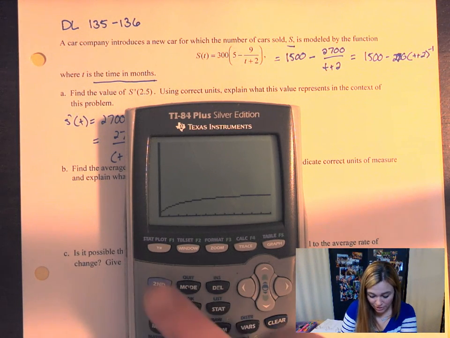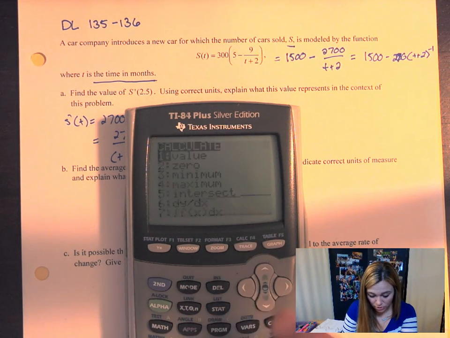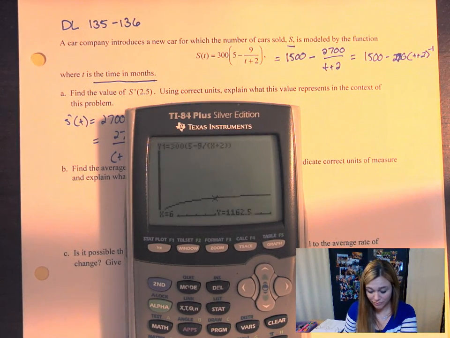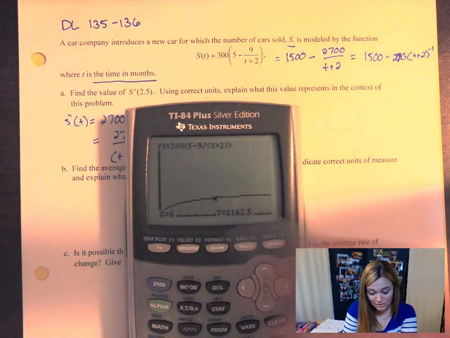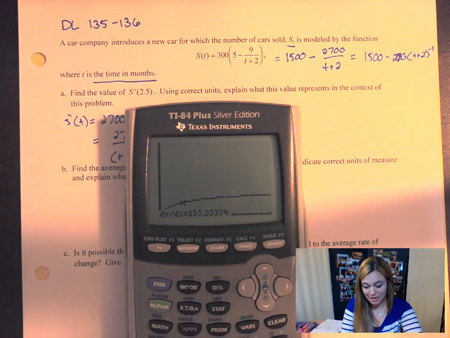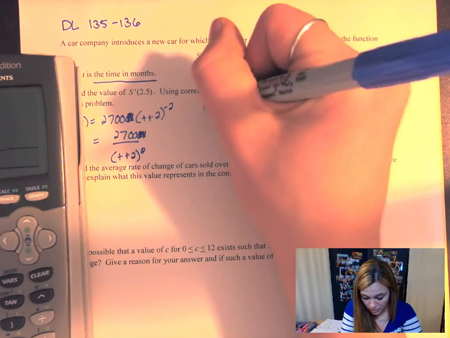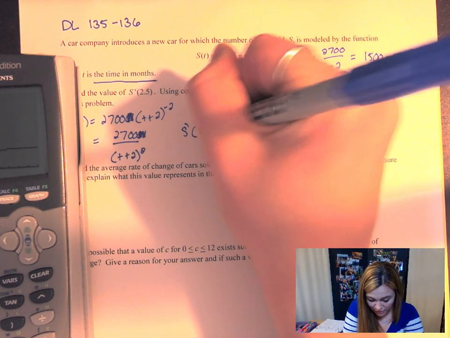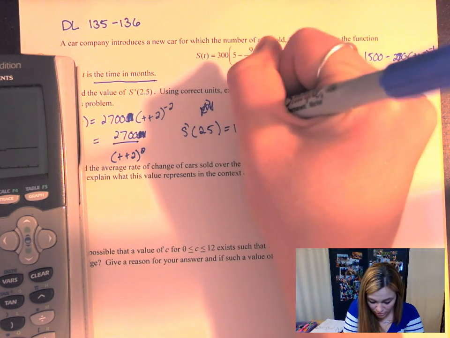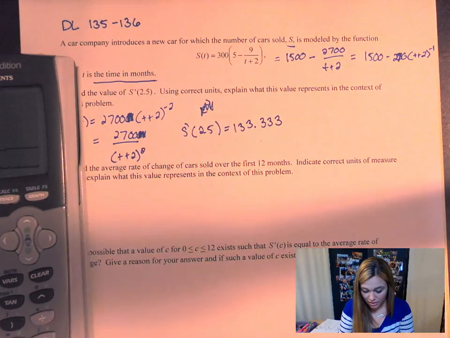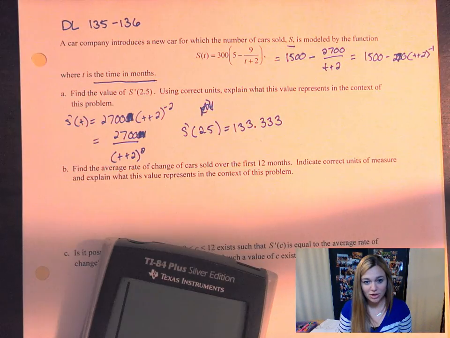I just want to remind you that if you take second calc, you can go down to dy/dx. That will give you the derivative of whatever you put in for x. If I just start typing 2.5 and push enter, this tells me my derivative, S prime of 2.5, is 133.333. I'm going to talk about units in a second.